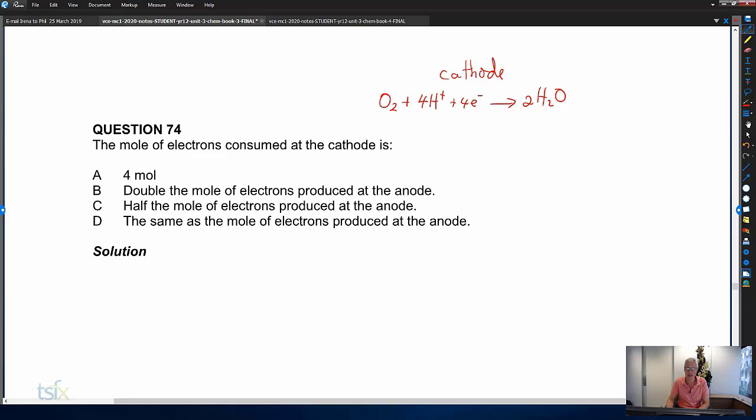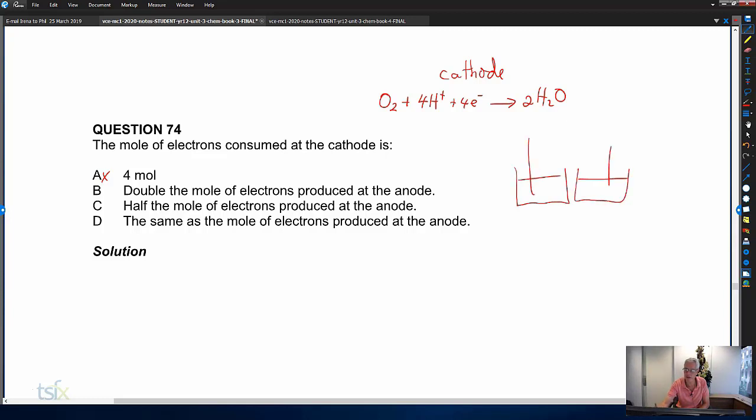But surely that's just telling you for every mole of oxygen you would consume 4 electrons. There's nothing in the question about talking about 1 mole of oxygen. So it would only be 4 mole if 1 mole of oxygen had been supplied at the electrode. So it's not that. Double the mole of electrons produced at the anode would not make sense in any sort of circuit that you looked at.